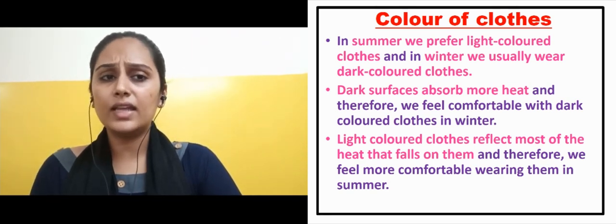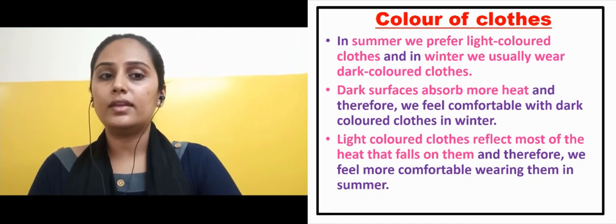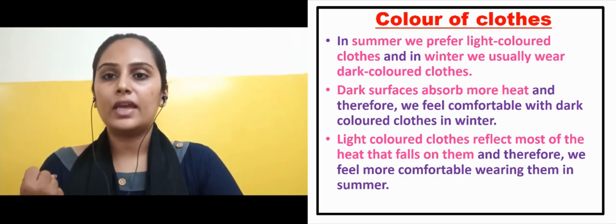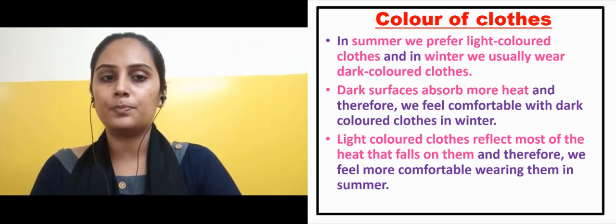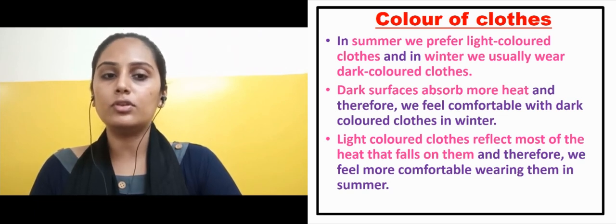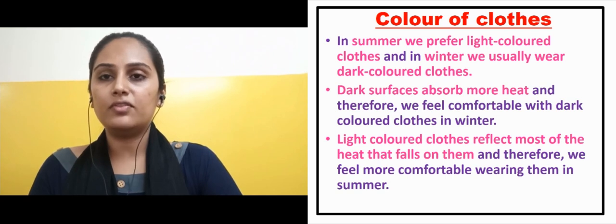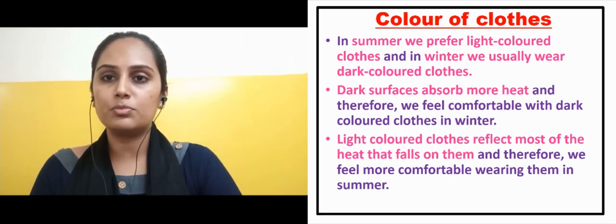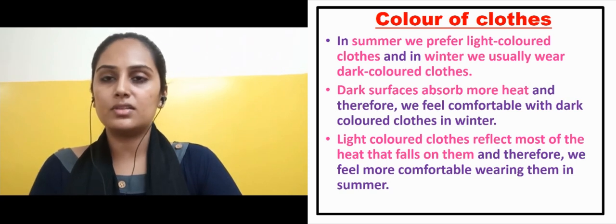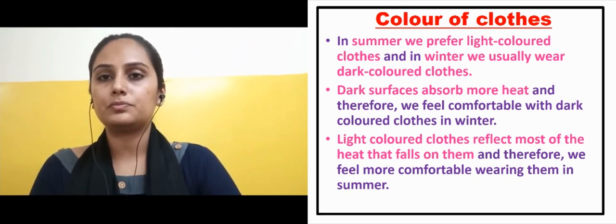Dark surfaces absorb more heat and therefore we feel comfortable with dark colored clothes in winter. As I said, a dark colored object absorbs more heat and keeps us warm, so we prefer wearing dark colored clothes in winter. And light colored clothes reflect most of the heat that falls on them and therefore we feel more comfortable wearing them in summer. And a light colored object, what does it do? It reflects most of the heat, so we feel comfortable wearing light colored clothes in summer because it is very hot, right?